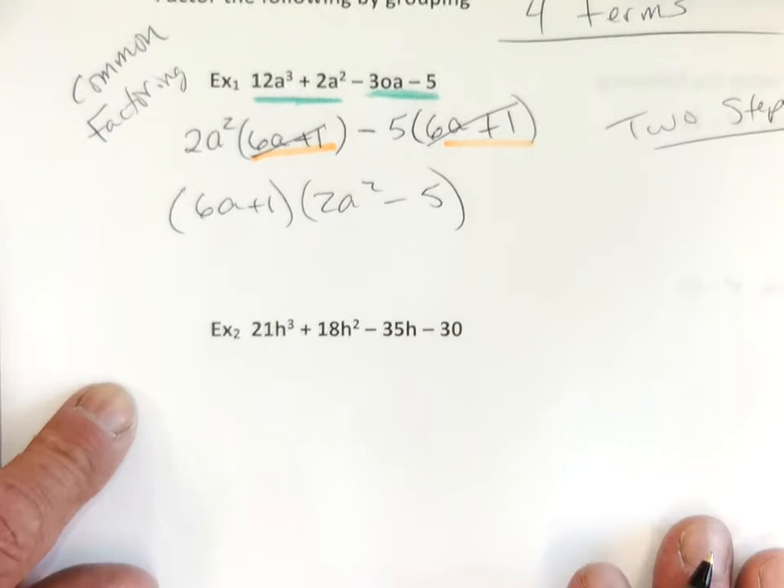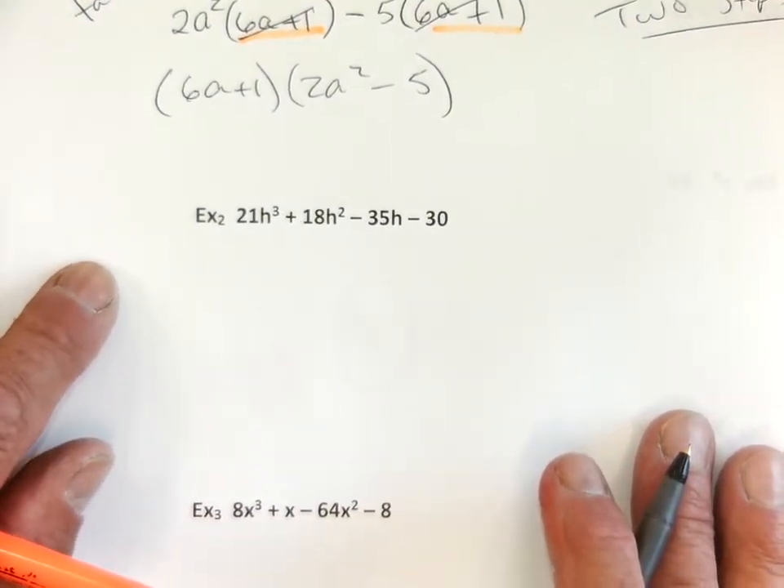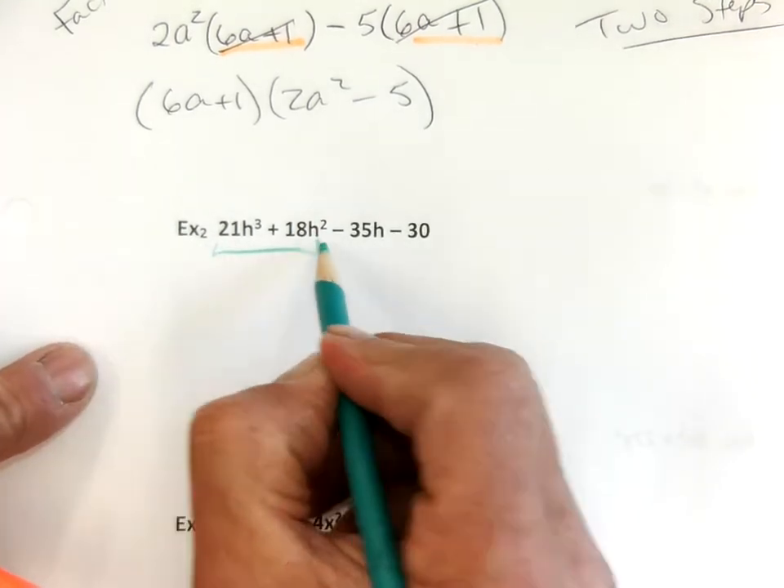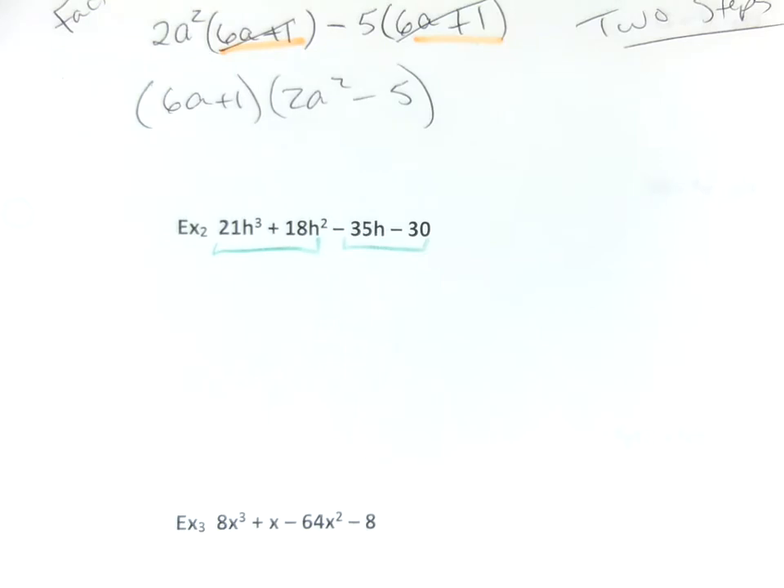Let's practice this because you probably haven't seen it, right? Example 2. Four terms, so we group. Put the first two terms together and the second two terms together. Four terms, pair them up. Do them by grouping, okay?